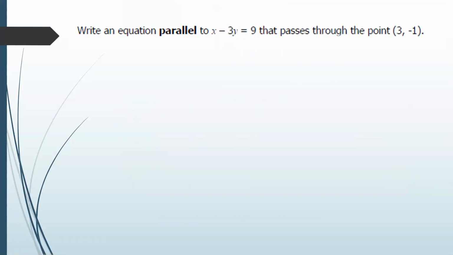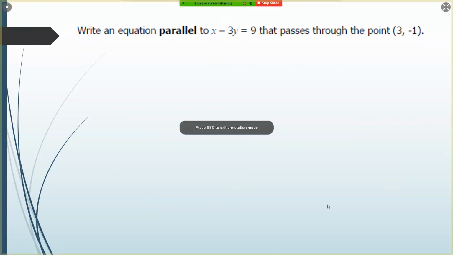Going to the next slide, again, we're writing an equation parallel to this line that passes through this point, 3, -1. But notice this equation is not written correctly. So for us to steal the slope, we've got to get y by itself. So our first step is to get y by itself. It's actually going to take us a couple steps to get there.